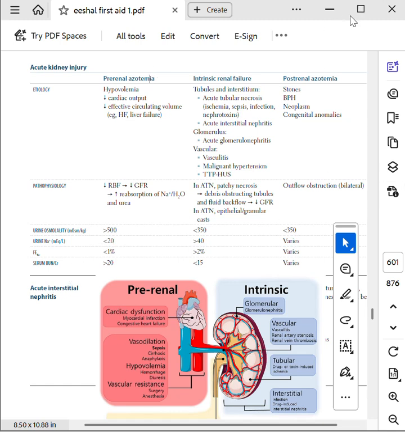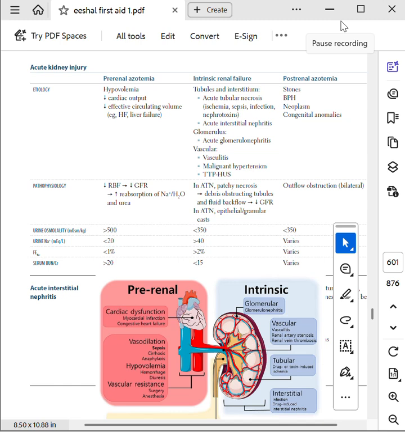We now move on to the intrinsic renal failure. In intrinsic renal failure, you have tubules and interstitium. The tubules and interstitium are basically affected and cause acute tubular necrosis. This has 4 examples: ischemia, sepsis, infections, and nephrotoxins.